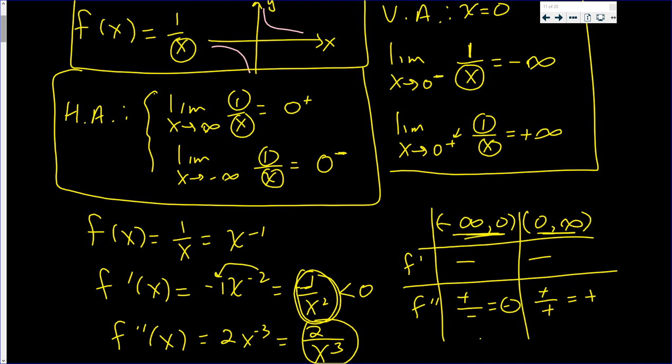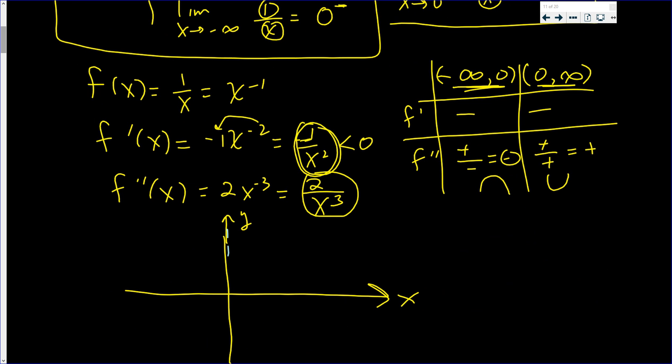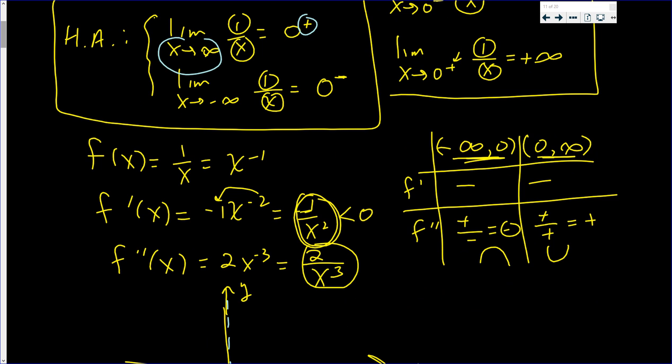Now, let us draw this stuff. It's hard to draw the vertical asymptote because it's the y-axis, but there it is. That's the vertical asymptote. Now, when x gets really, really large, positively large, the graph is going to be just above 0. That's way out here. And when x is negative, going to negative infinity, it's going to be a little bit below 0.